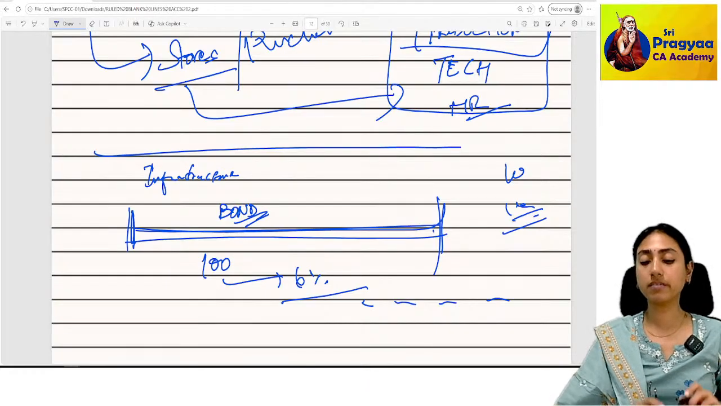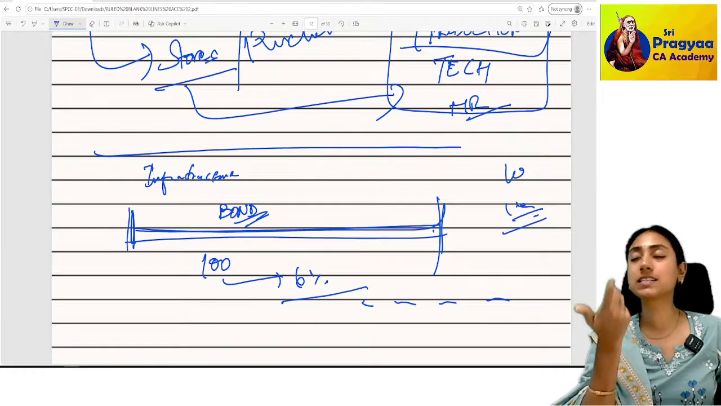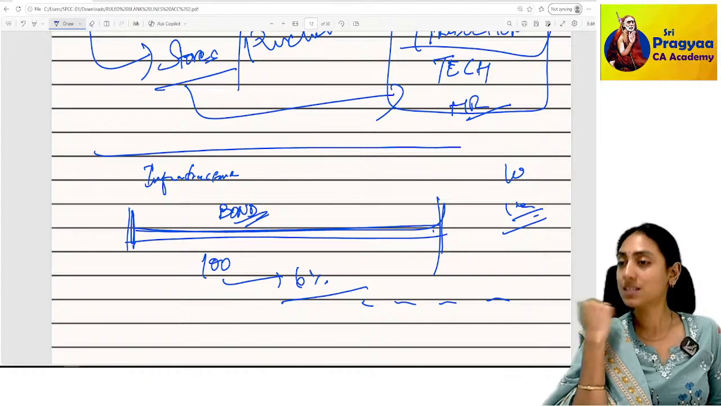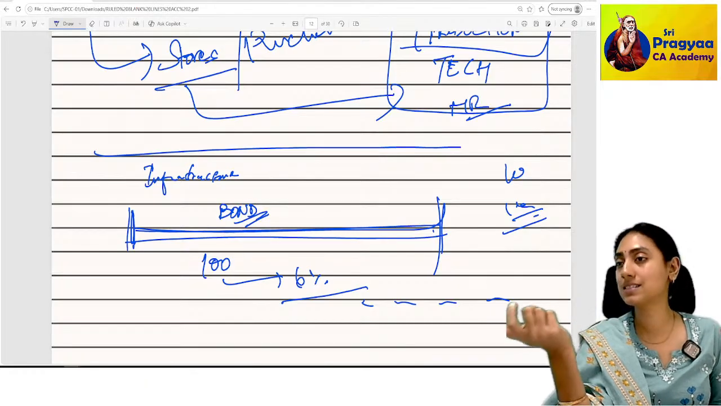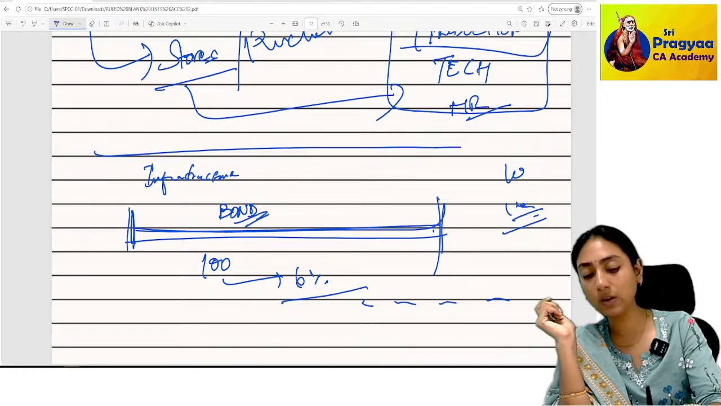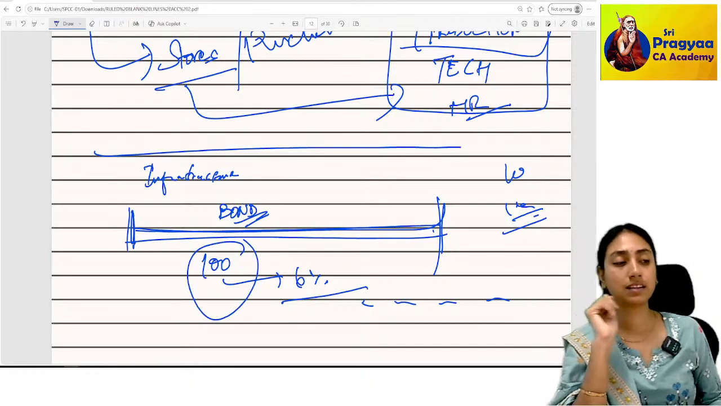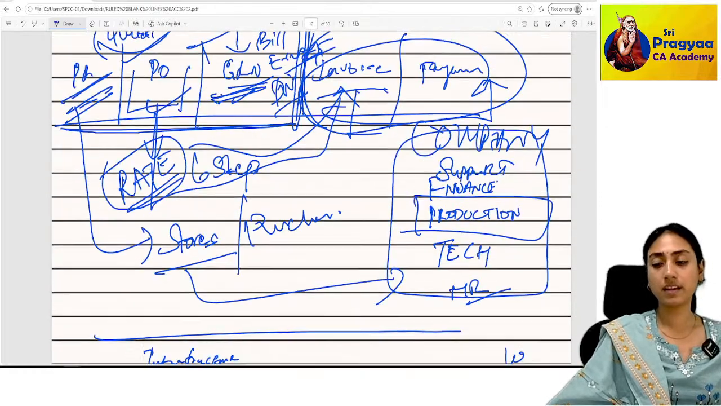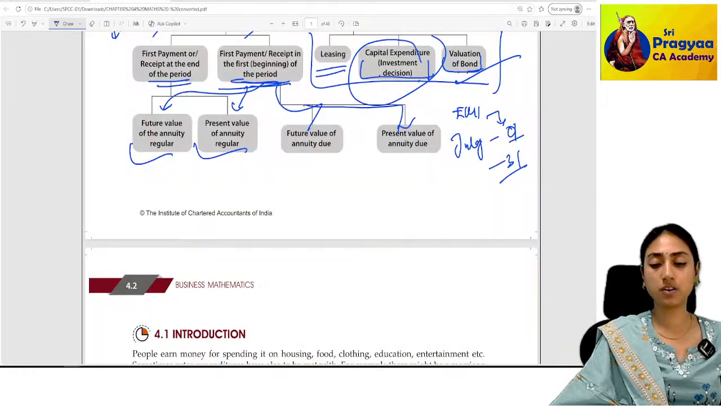But as I said now, I easily said 6%. Why 6%? What is that 6%? How will I calculate that 6%? How will I value this 100? That is what we will study. That comes in valuation of bond.